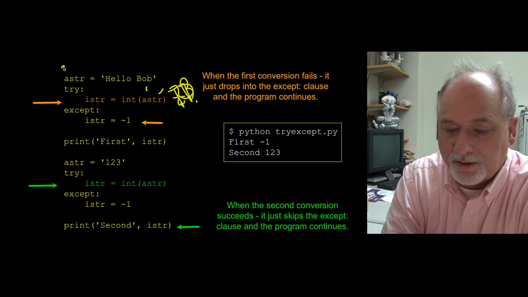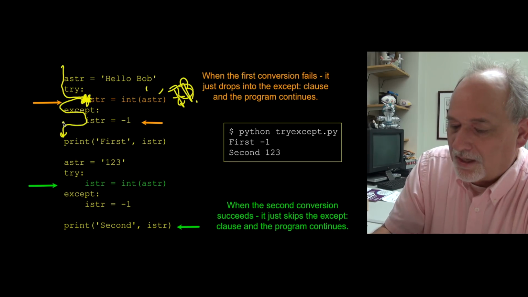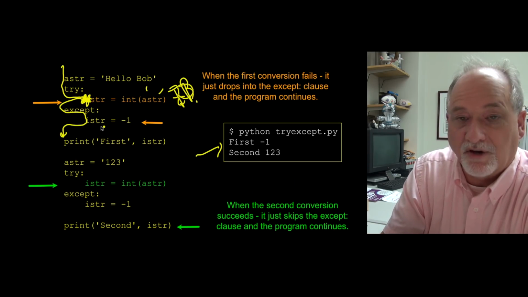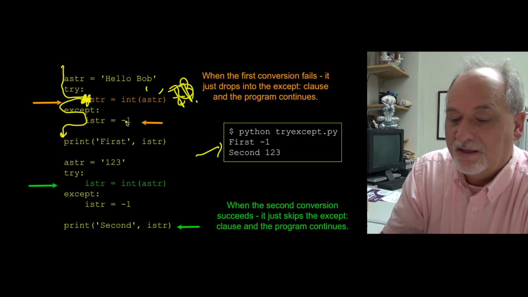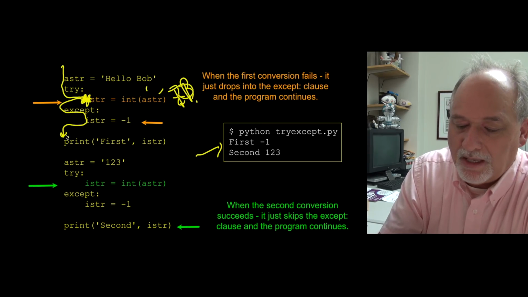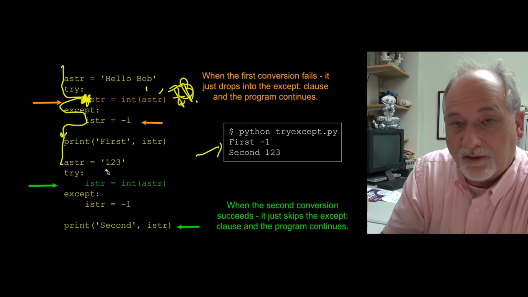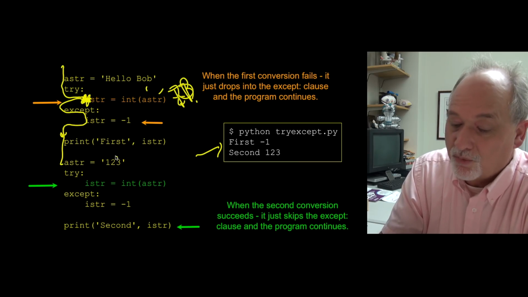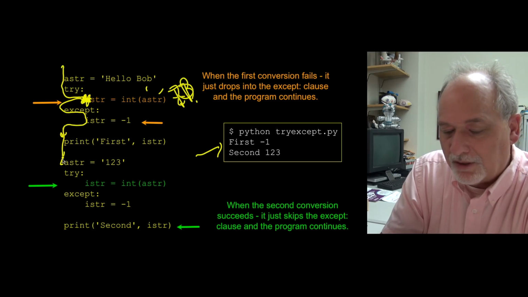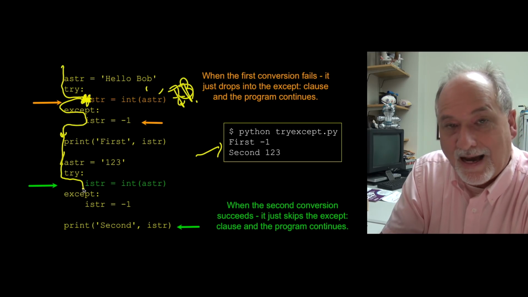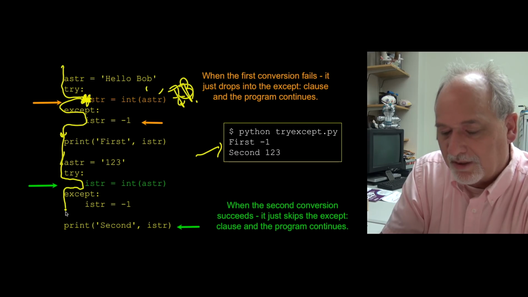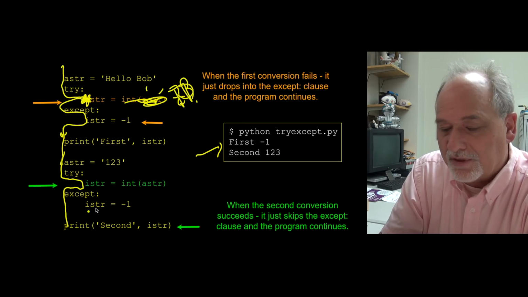So in this code, it's going to come in and try this. This is going to blow up, but instead of giving a traceback, it's going to say, oh, I've got an available except. I'm going to run this except code, and then I'm going to continue on. And so that prints out first -1, because we set this variable istr to -1, like a little flag telling us that something went wrong. Then we keep on going, and now we have put in the digits 1, 2, 3, and now it's going to work, but we still have it in a try block. This one works, it does not blow up, and then it ignores the except block. So the except block is only triggered when something goes wrong in the code. It is ignored if something doesn't go wrong.